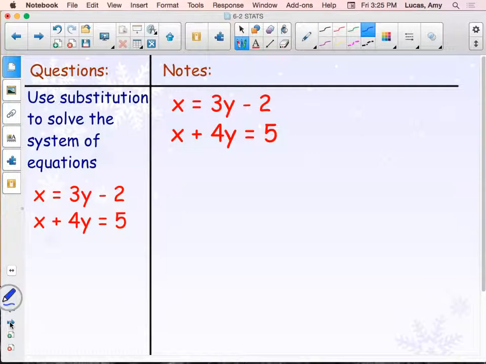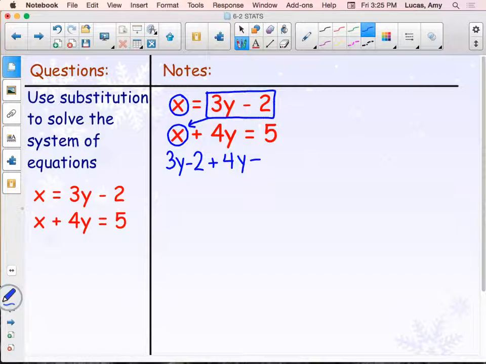My next example, we are again going to look for a variable all by itself. In this case, it's the letter x. The letter x is equal in value to 3y minus 2. So that is going to replace the other letter x. So 3y minus 2 goes in the spot where the x was. Then I've got plus 4y equals 5.